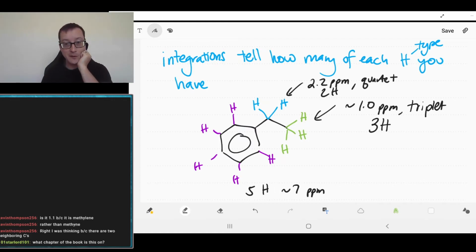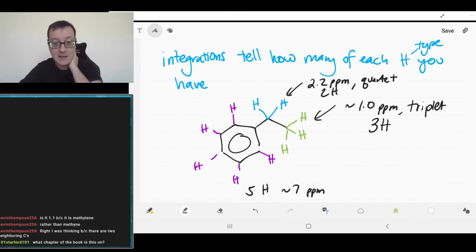No splitting for the aromatics. Well, I mean, they're split so complexly that we don't even think about it. The anisotropy and all those double bonds, it gets very messy. So aromatics usually we just see as a blob. Fun stuff.